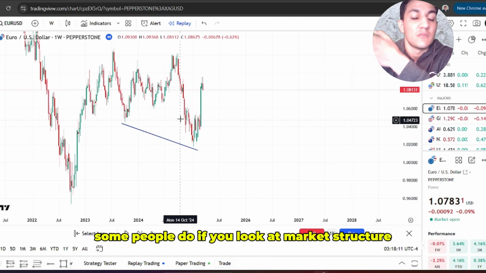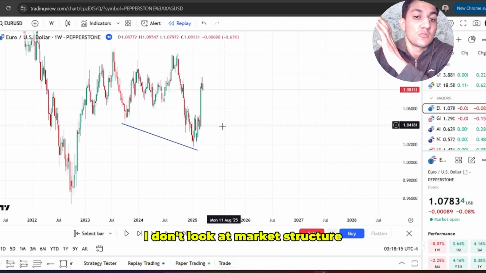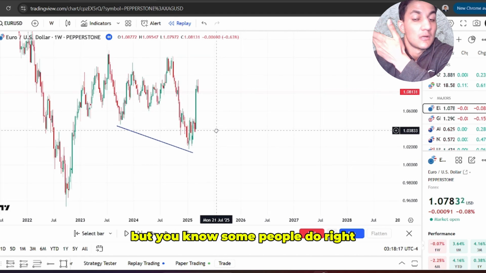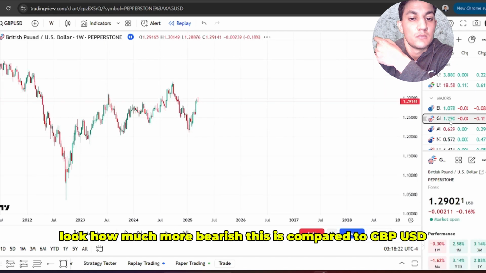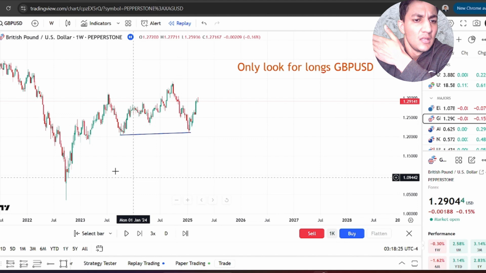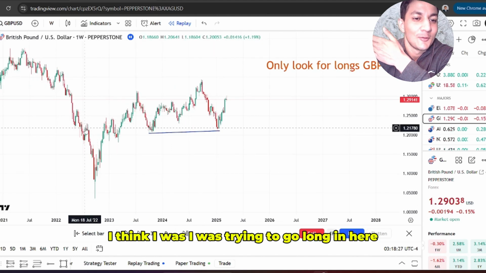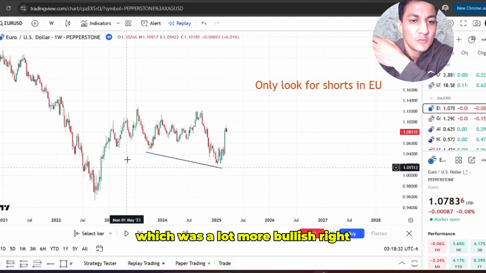Some people do. If you look at market structure, here's your market structure shift below this low. I don't look at market structure, but some people do. I mean, look at how much more bearish this is compared to GBP USD. And what was happening to me is, I think I was trying to go long in here, when it was a lot more bearish compared to euro dollar, which was a lot more bullish.